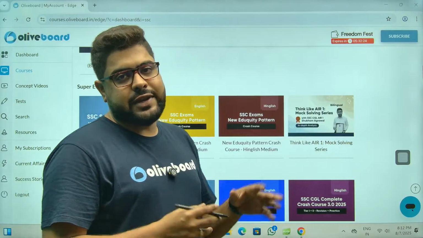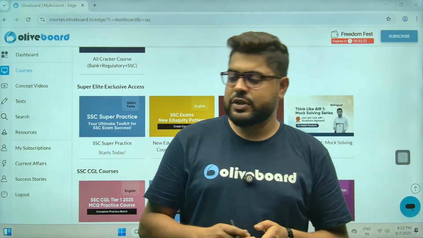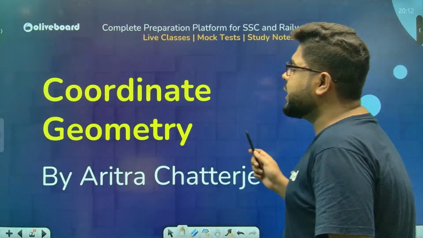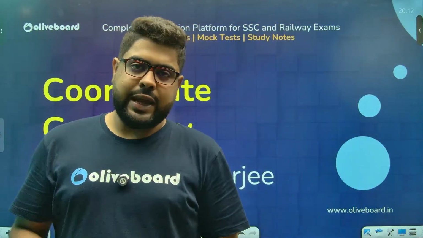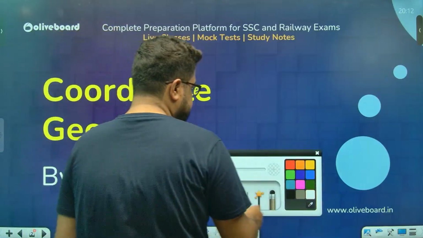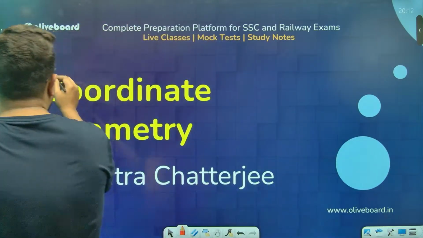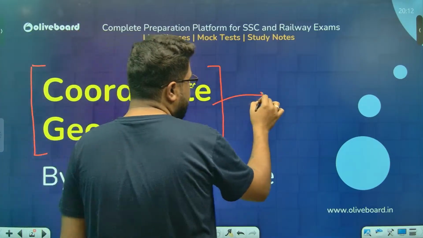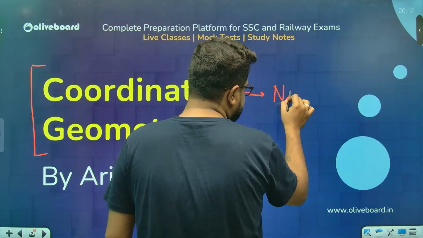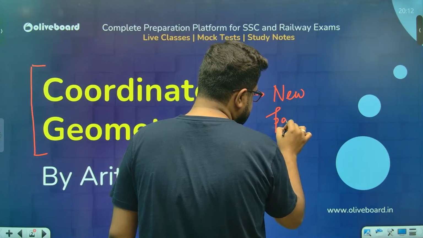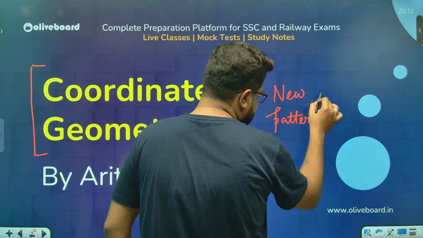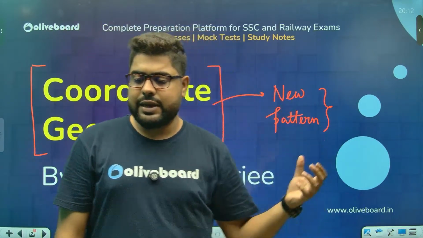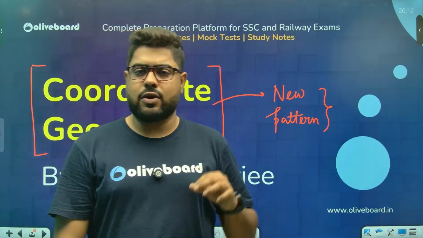So we will do coordinate geometry today. As you can see, we will do coordinate geometry according to the new pattern. According to the older pattern, though it was part of the syllabus, the questions mainly used to get asked in the older pattern. But in the new pattern, we are seeing a lot of questions that have already been asked in your pre or the tier 1 exam itself.